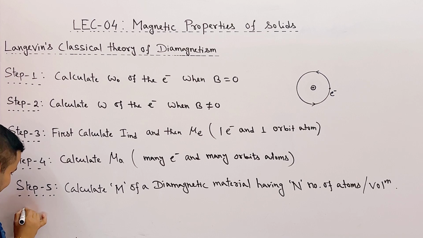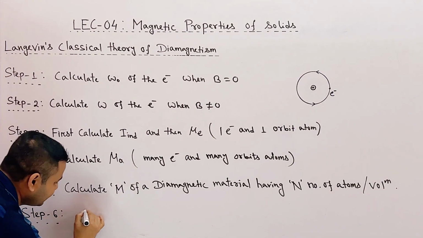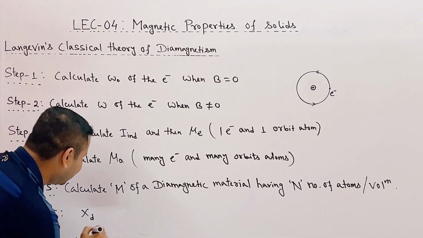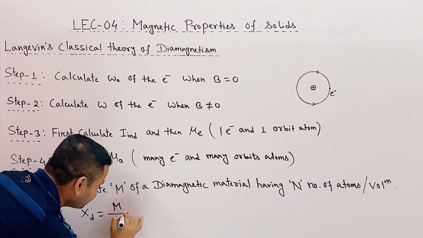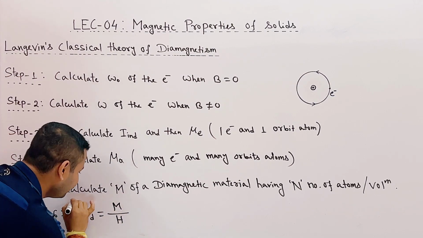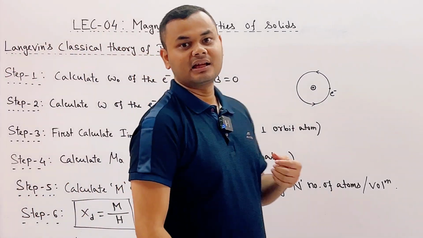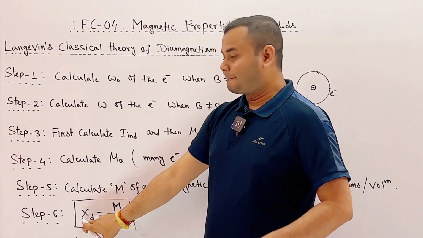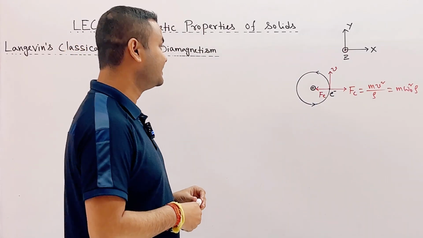Finally, in step number 6, we will calculate the susceptibility of a diamagnetic material by using this relation: magnetization per unit magnetizing field. Okay? So, these are the 6 steps that I will follow while deriving the mathematical expression for magnetic susceptibility of a diamagnetic material. Now, let me explain the theory part.